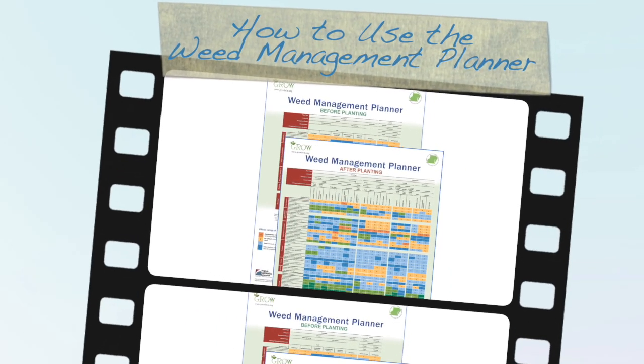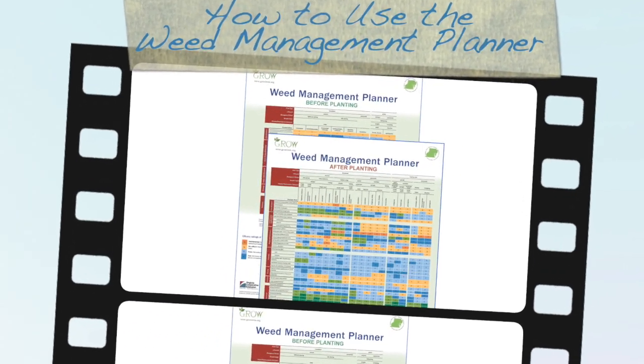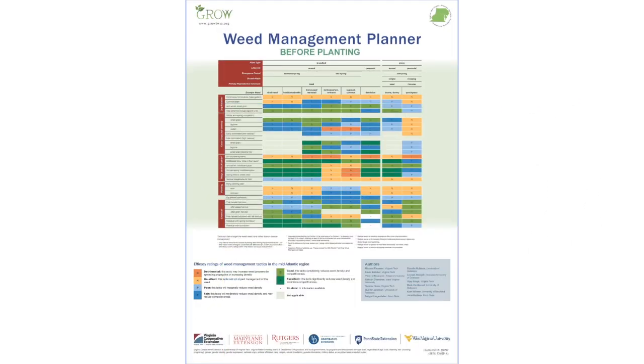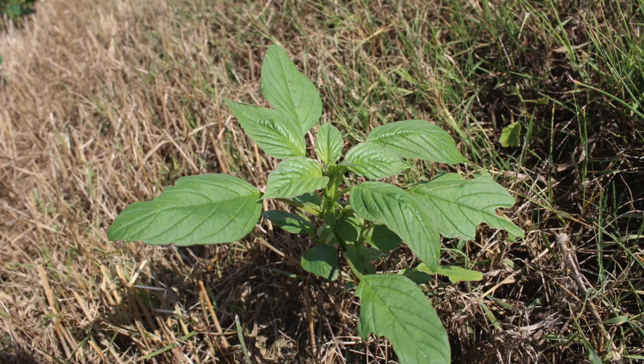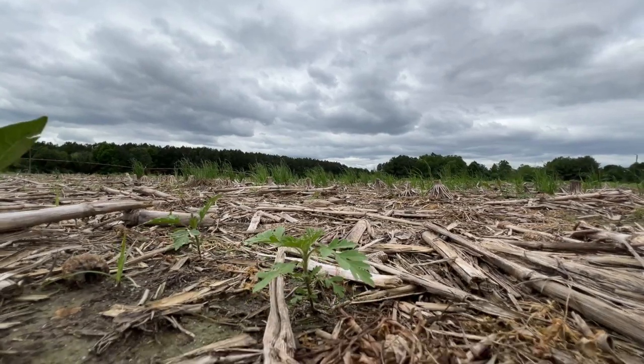Here's a short explanation of how we intended the weed management planners to be used. There's two charts, one for weed control prior to planting and a second for weed control after planting. Both charts assume that the weed control tactic will be done in a timely manner, meaning weeds are no more than 3 to 5 inches tall or wide.